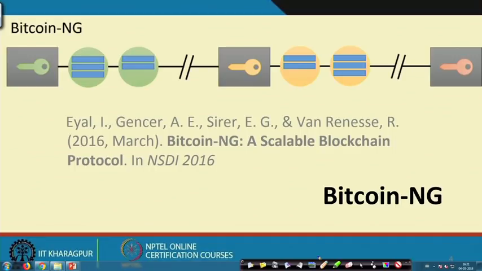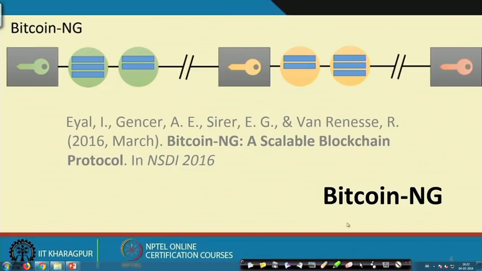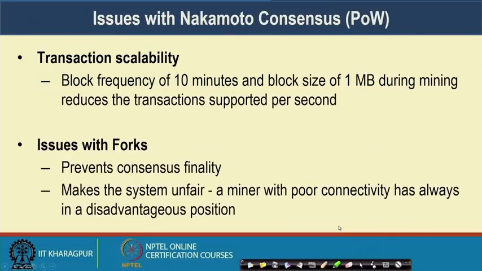This Bitcoin NG protocol was published at NSDI 2016 by Eyal, Gencer, Sirer and Van Renesse in March 2016, as a part of the NSDI 2016 conference proceedings. To start with this particular modification in the Bitcoin consensus protocol, we look into the problems which were there in Nakamoto consensus.